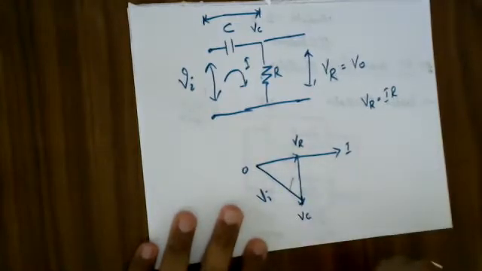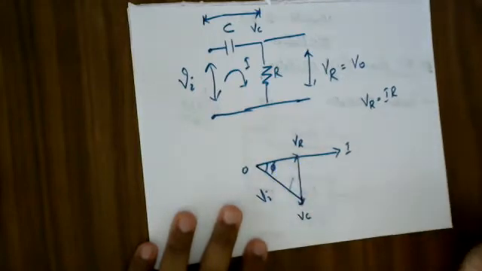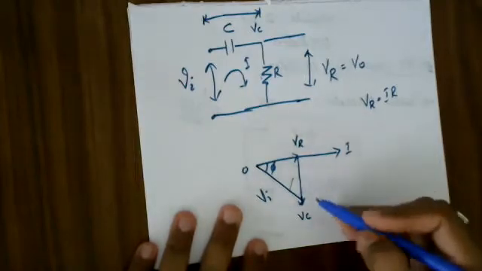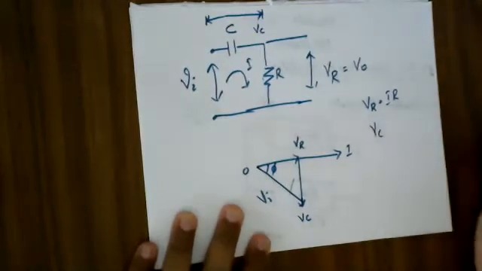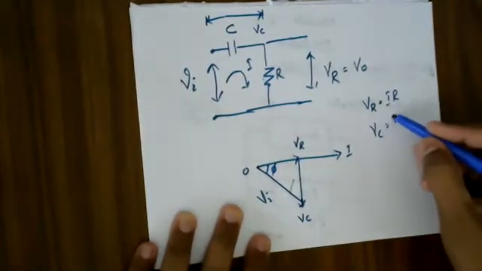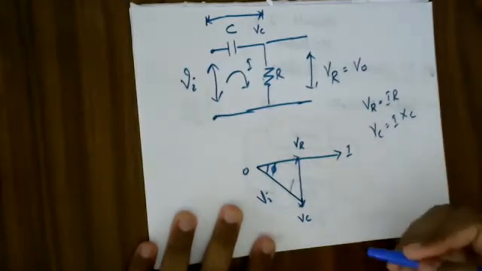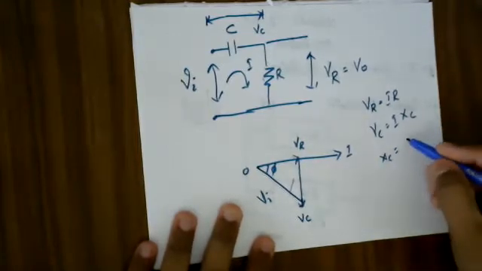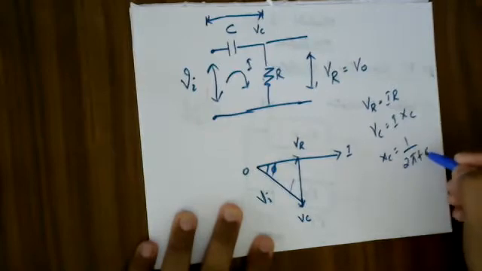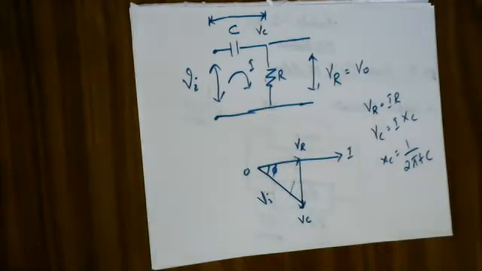This gives me the voltage vector VI, which is working with some angle phi. Now, if I want to know the voltage drop across the capacitance, VC is given by I into XC, where XC is the reactance offered by this capacitance. The equation for XC is defined as 1 over 2 pi FC.